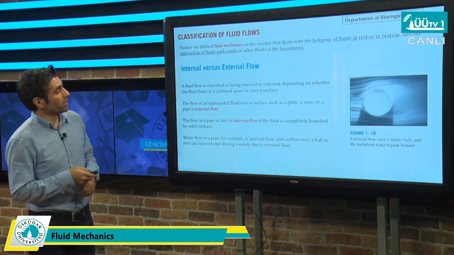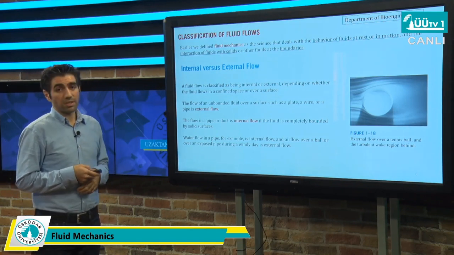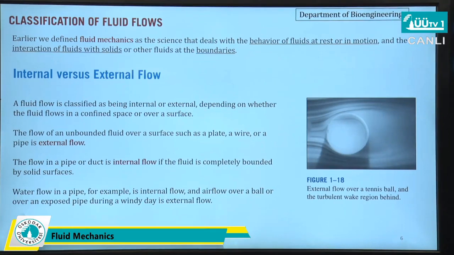Okay, let's continue with another classification of flow. It is internal versus external flow. When the flow of a fluid is confined between layers or boundaries, we can consider that flow as an internal flow. For example, the flow of water inside a pipe can be considered an internal flow. However, for the case of flow that is not confined and is over a surface, we can consider it an external flow. In this figure on the right, you can see the flow of a fluid over a tennis ball, which is considered an external flow example.